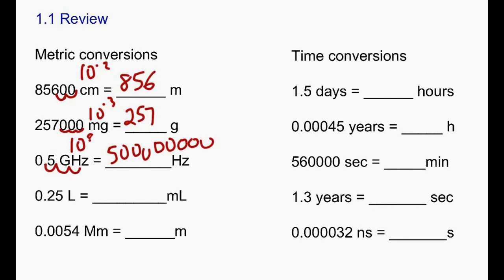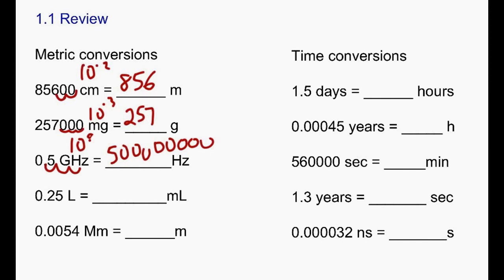So a gig is pretty big. You can see on your sheet a terabyte is actually bigger yet. It's 10 to the 12. So if you buy a new computer with a terabyte of memory, that means you actually have 10 to the 12 bytes. So it's a massive amount of storage ability.